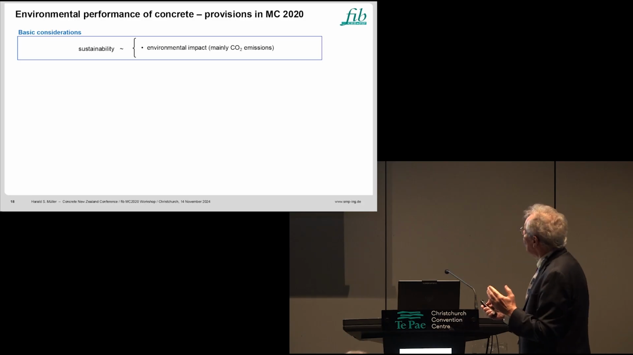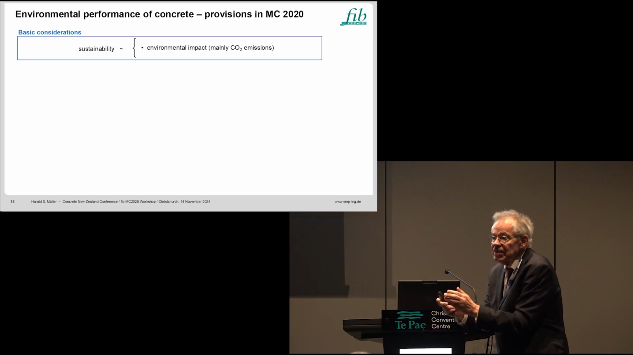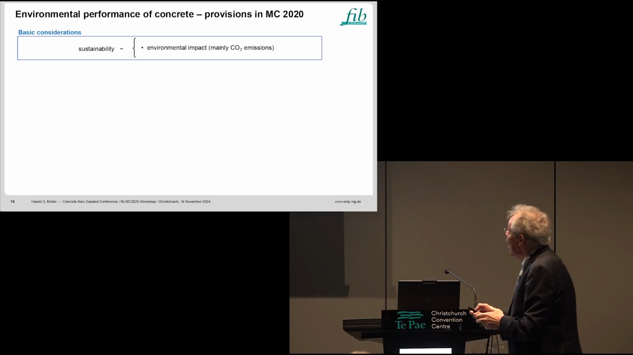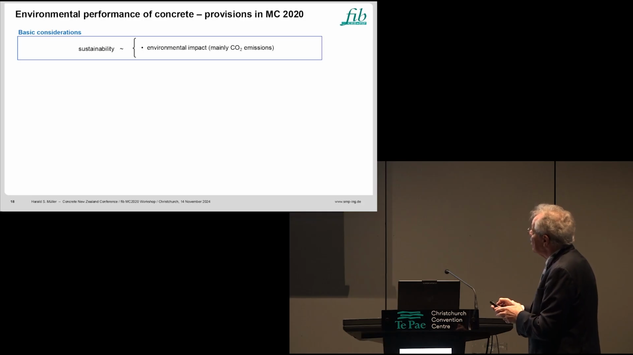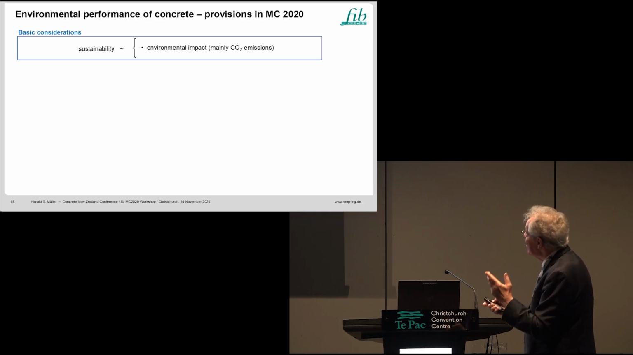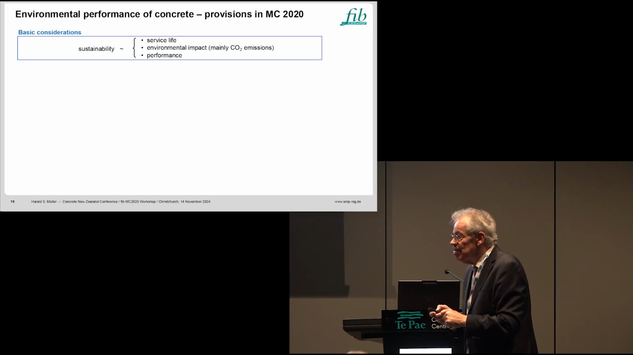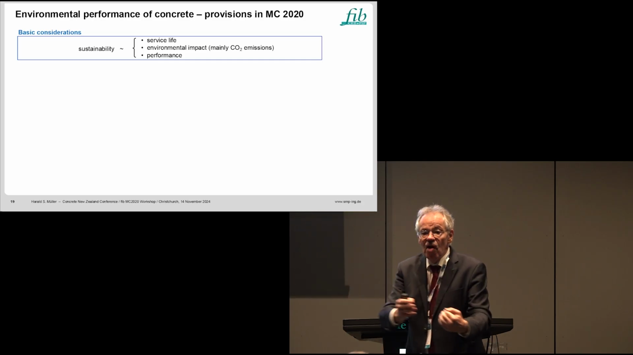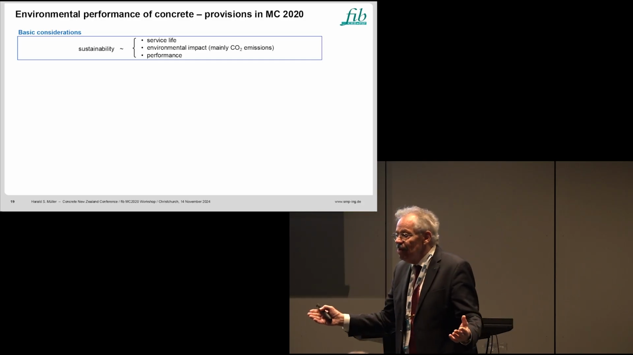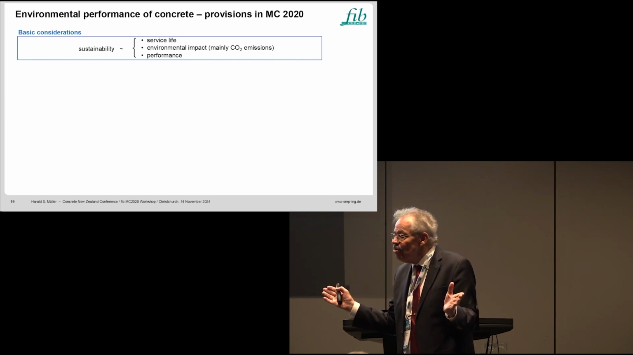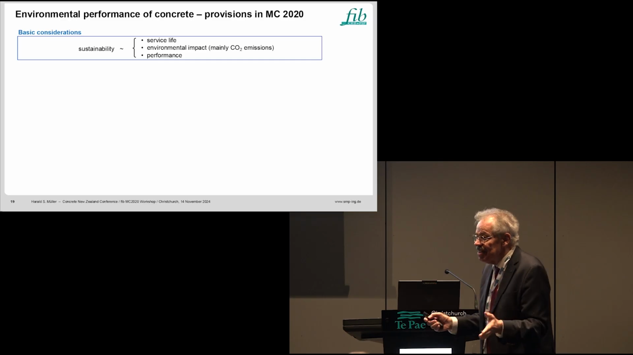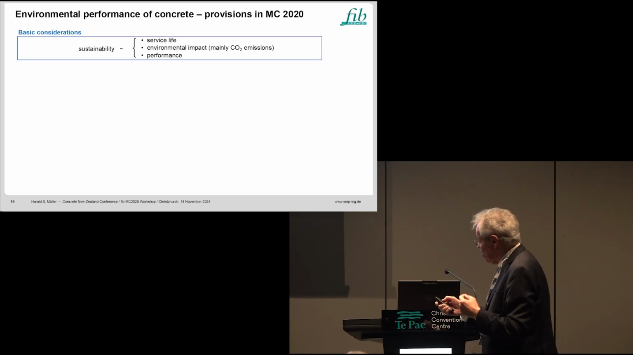Sustainability, we are mainly talking of CO2 emissions. There are some other effects, but this is the decisive effect. But if talking about sustainability, we have also to keep in mind that service life and performance are also very important parameters. Think about service life. If you have one high emission of CO2, but the service life of the structure is 200 years, then this one high emission is not really a problem. But if the service life is only 5 years and you have a high emission, that is critical. So we have to bring this together.